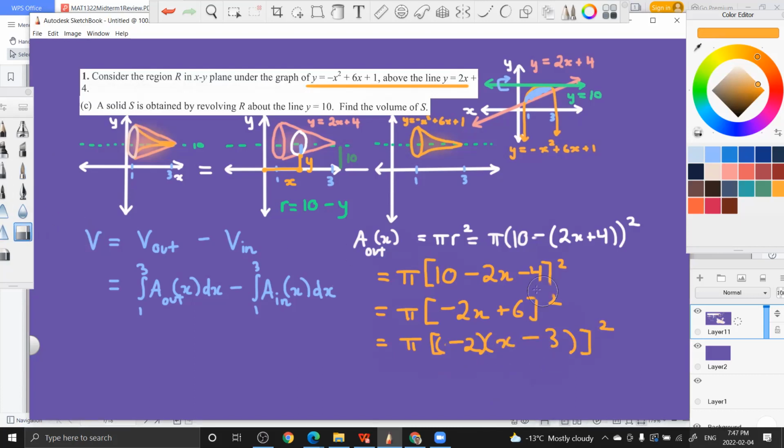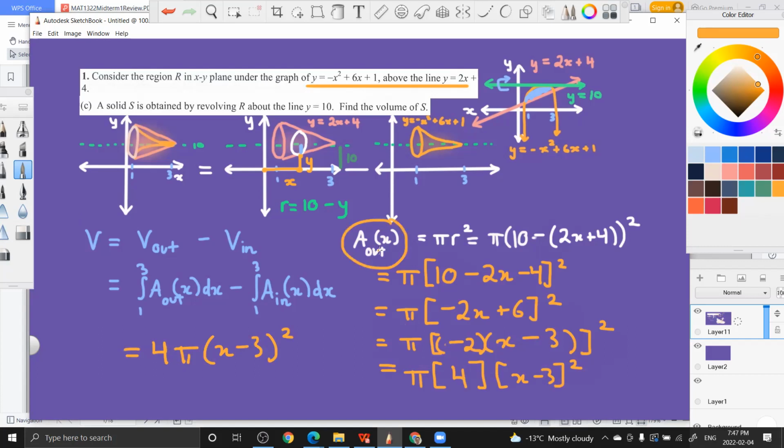I might have to clean up some stuff so it's easier for me to see, because if it's too crowded, it gets hard to see. So this is 4, right? And this is (x minus 3) to the power of 2. Yeah, that's correct. So this is 4 times pi times (x minus 3) to the power of 2. And this is the area of the outside function here.